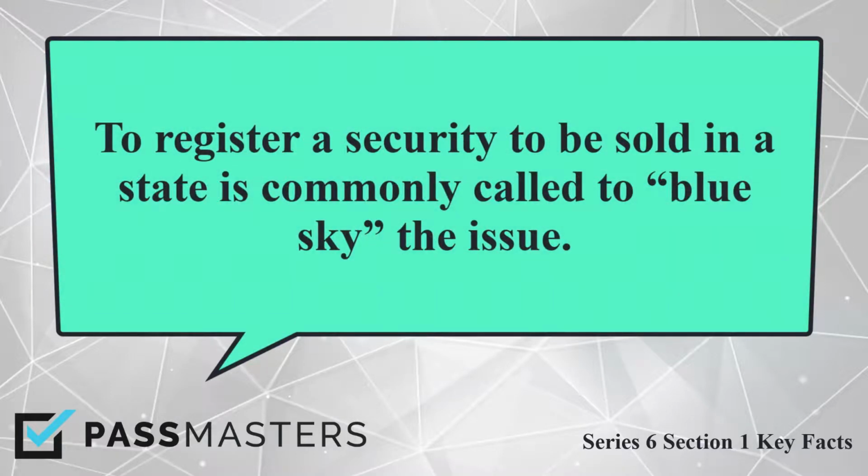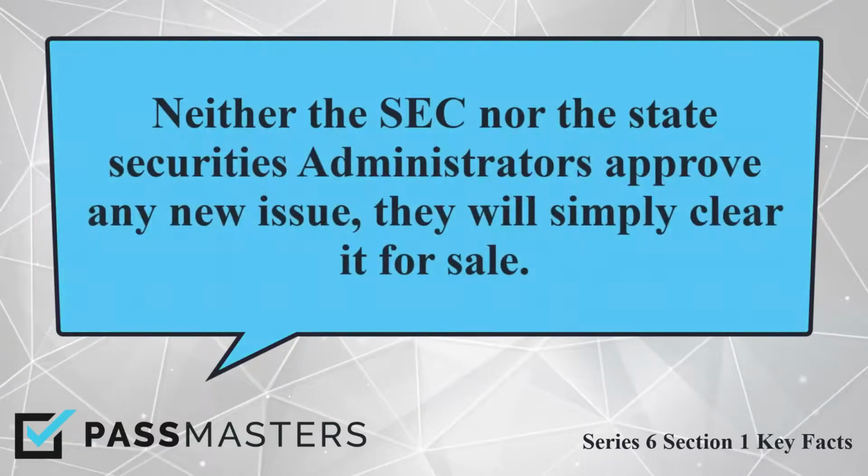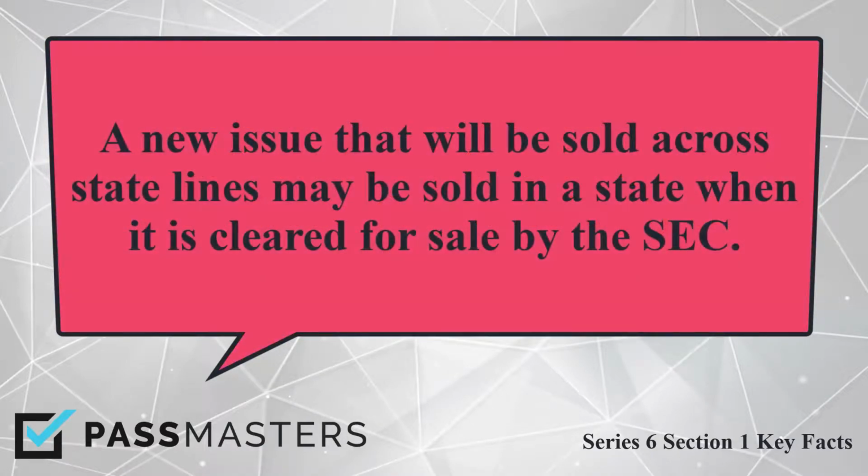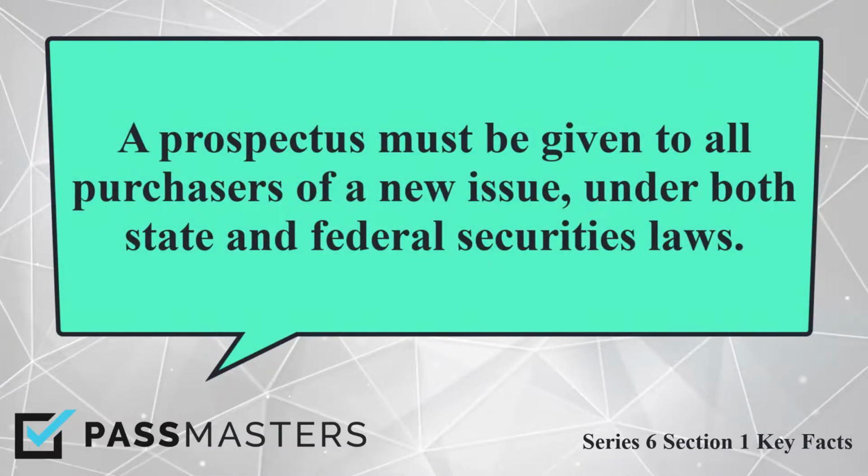To register a security to be sold in a state is commonly called to blue sky the issue. Neither the SEC nor the state securities administrators approve any new issue. They will simply clear it for sale. A new issue that will be sold across state lines may be sold in a state when it is cleared for sale by the SEC. A prospectus must be given to all purchasers of a new issue under both state and federal securities laws.